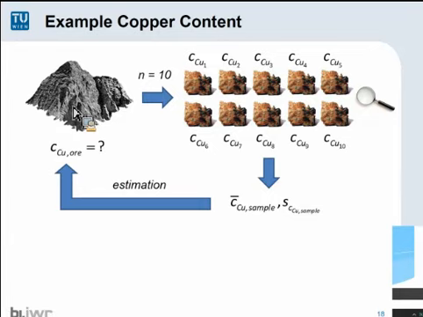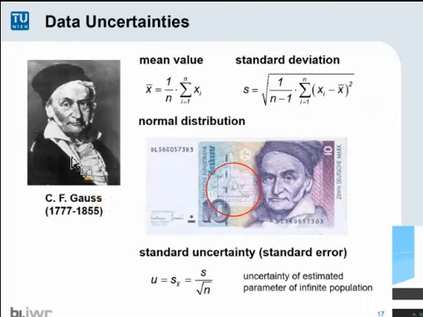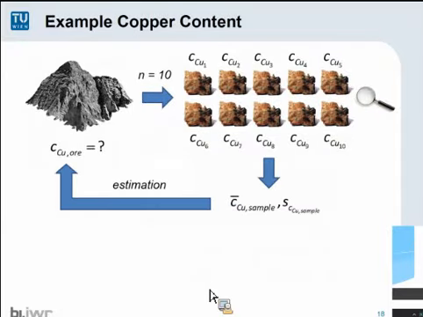And the next thing that we have to do is we want to know the uncertainty of this estimator. For that reason, you need to use this uncertainty that I showed you before, the standard uncertainty. So you take the standard deviation that you have calculated and divide it by the square root of n. And then you get a number. This is the uncertainty of the estimator of the copper ore concentration inside of our mountain.